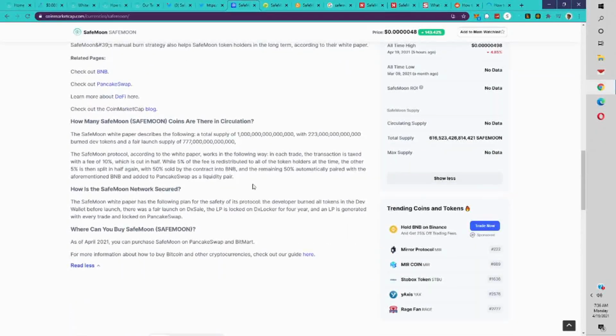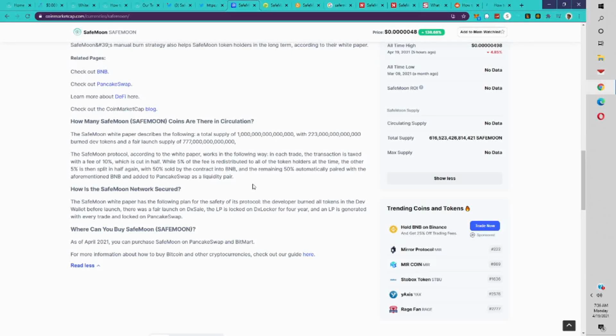How many Safemoon tokens are there in circulation? Like we said, now it's about 616 trillion tokens. According to the white paper, in each trade, the transaction is taxed with a fee of 10%, which is cut in half. While 5% of the fee is redistributed to all of the token holders at the time, the other 5% is split again, with 50% sold by the contract into BNB, and 50% automatically paired with the BNB and added to PancakeSwap as a liquidity pair.